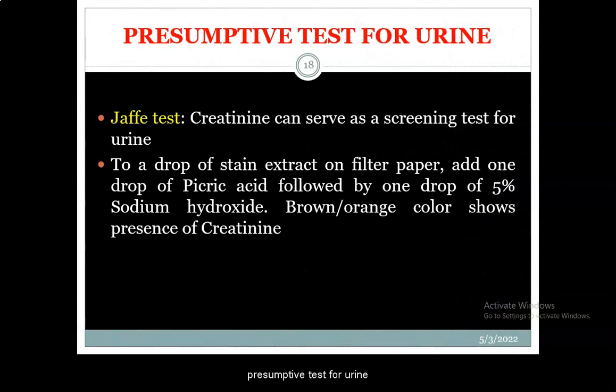Test for urine, presumptive test. This is called the Jaffe test. Creatinine can serve as a screening test for urine. So how do you do this? To a drop of stain extract on filter paper, you add 1 drop of picric acid, followed by 1 drop of 5% sodium hydroxide. And if you get a brown or orange color, then it means the presence of creatinine. Then you can also say you have urine.